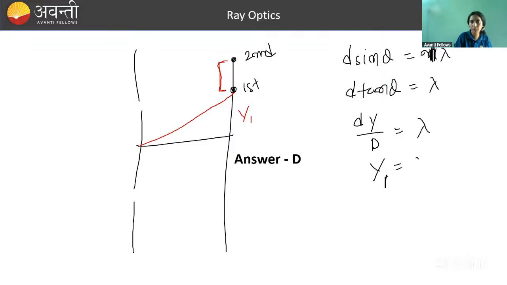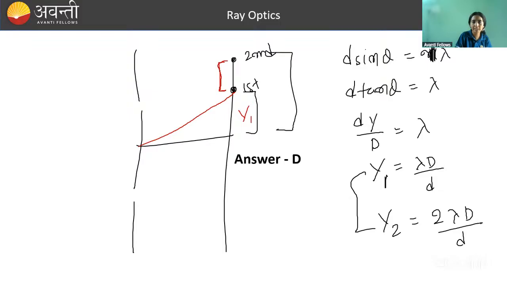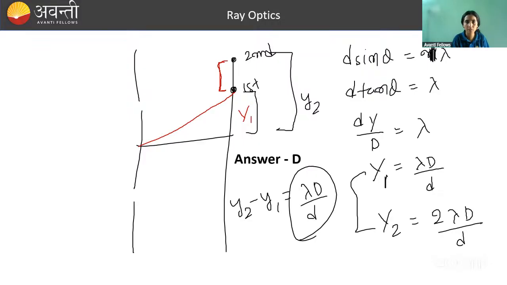What is the position of the first maxima? Lambda D by d. Similarly the position of the second maxima will be 2 lambda D by d. Okay. And from here if you calculate the fringe separation, the first is at a distance of y1, the second at a distance of y2. y2 minus y1, you will get lambda D by d. So this is called your fringe separation. Then similarly you can find it for minima.